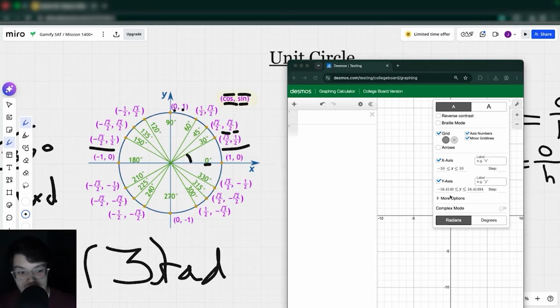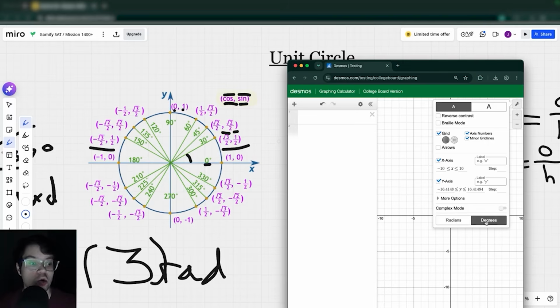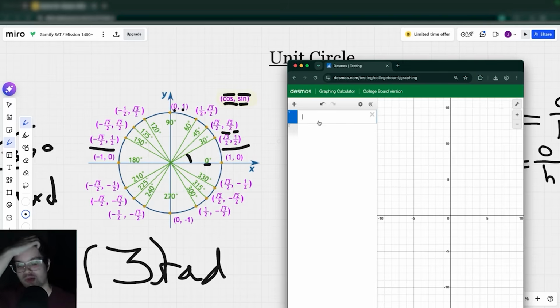If it is dealing with radians, you put it in radians mode, which is what's going to be for the majority of these problems, just so you know heading into this. But if it's in degrees, then you go into degrees mode. So let me show you what I'm trying to say here.